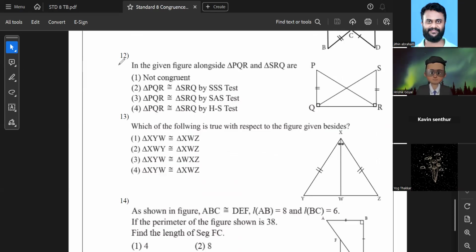Thirteenth one. In the given figure, alongside triangle PQR and triangle SRQ. The third option, SAS. Yeah, correct. Very true, very true. Very good.